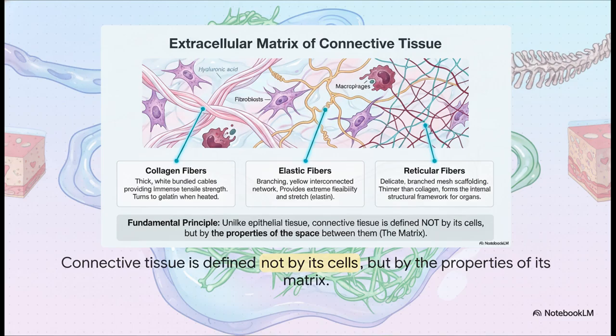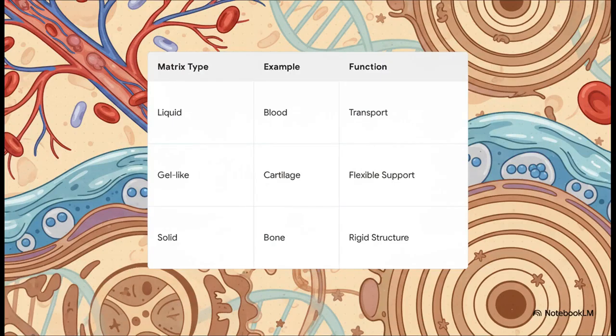The properties of this matrix, whether it's a liquid, a gel, or a solid, that's what defines what the tissue actually does. And this just illustrates the point beautifully. Check this out. If you need a transport system that can flow through tiny vessels, what do you use? A liquid matrix, and that's blood. If you need some flexible, shock-absorbing support, like in your nose or your joints, you go with a semi-solid, gel-like matrix. That's cartilage. And for a totally rigid frame, you absolutely need a solid, mineralized matrix, and that's bone. You see? The matrix is the message.